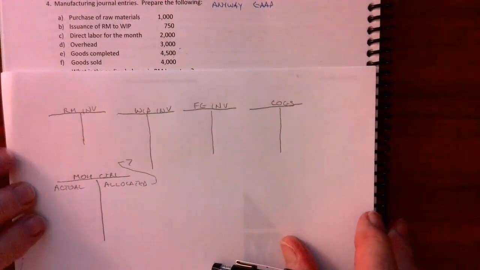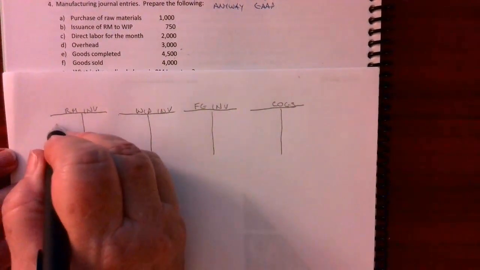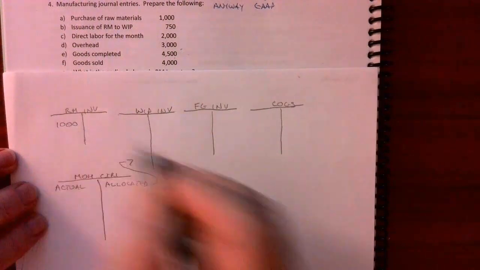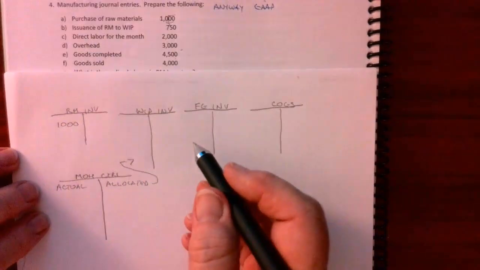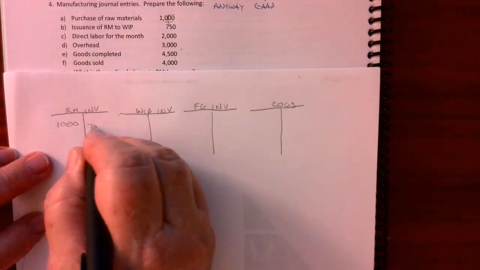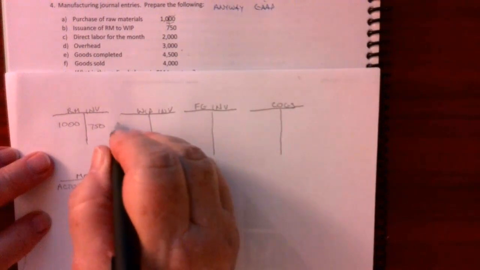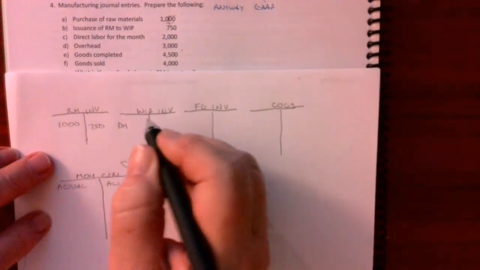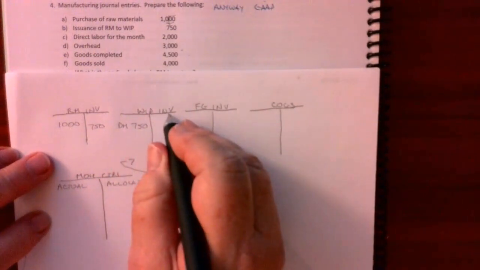So the first thing we've got is the purchase of raw materials. That's going to be $1,000. That will increase raw materials inventory, so it would be a debit. The next one is the issuance of raw materials to work in process, and that's $750. So $750 comes out, and I'm going to say DM for direct materials here. $750 comes into work in process.